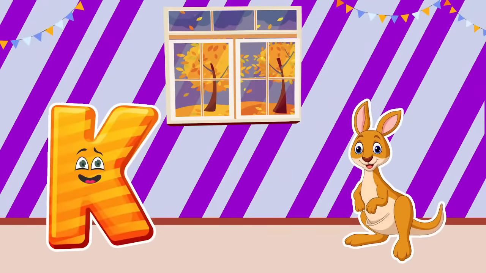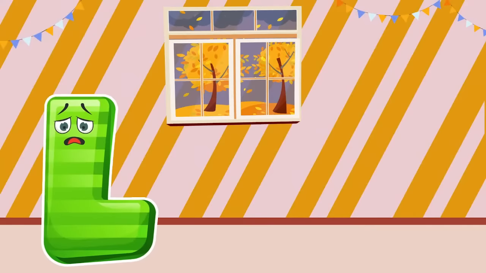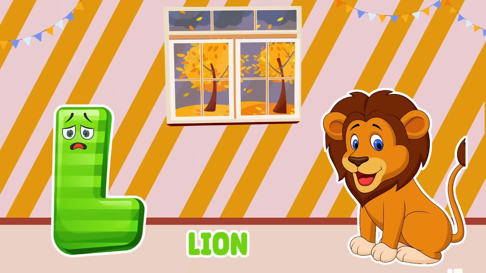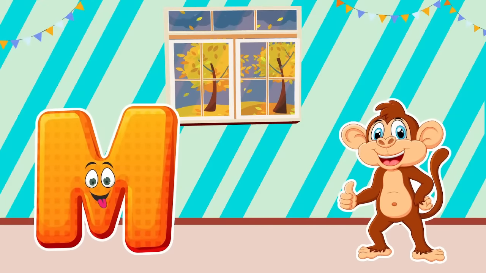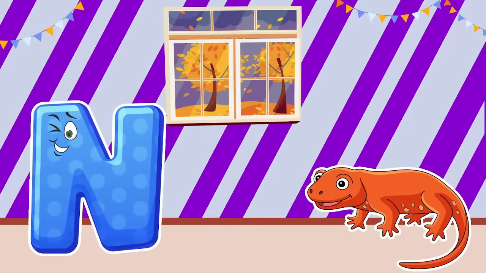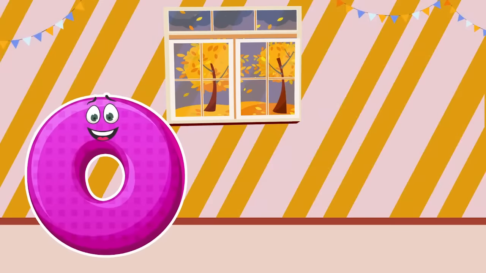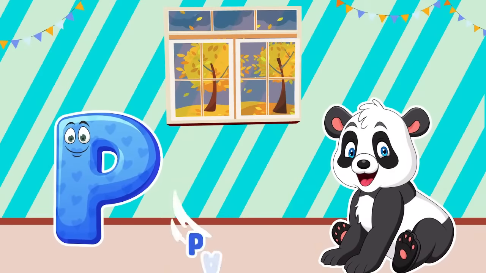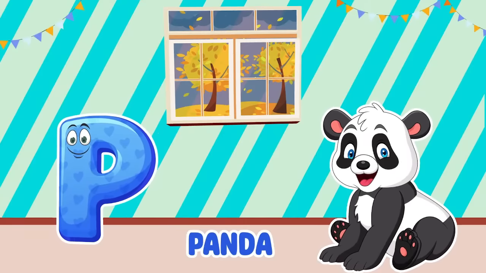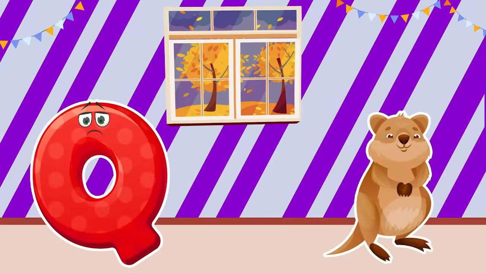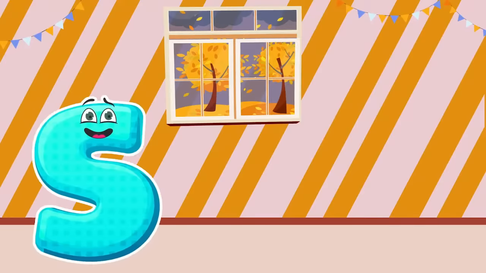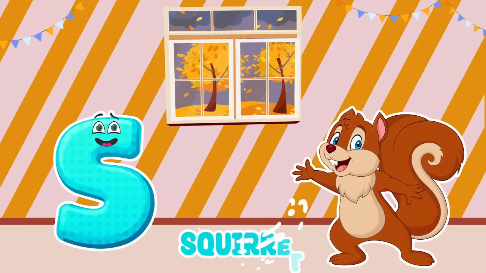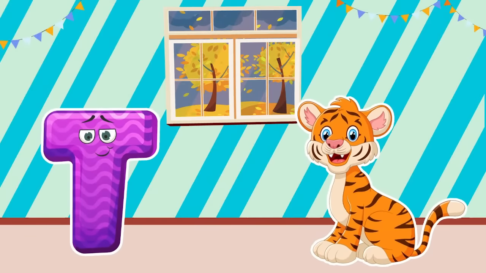K is for kangaroo. L is for lion. M is for monkey. N is for newt. O is for ox. P is for panda. Q is for quokka. R is for rhinoceros. S is for squirrel. T is for tiger.